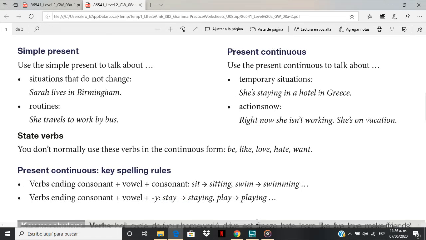There are certain verbs that are called state verbs. And these state verbs are special because we don't normally use them in the continuous form. For example, be, like, love, hate, or want. You never use these in a continuous action. So you don't say liking, loving, hating, wanting, okay? So try to remember this.